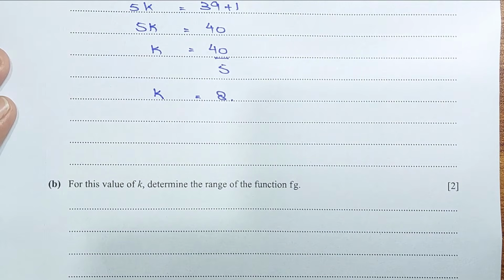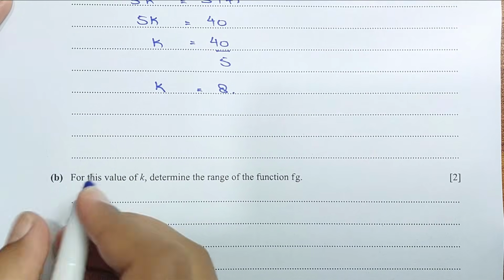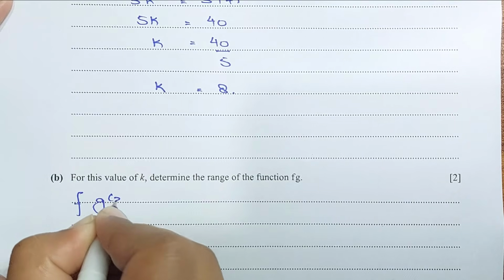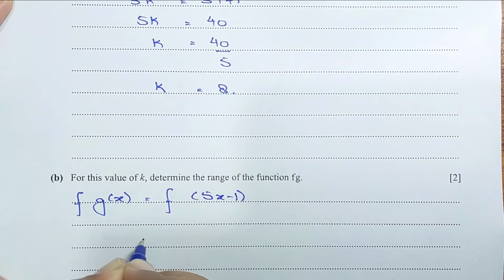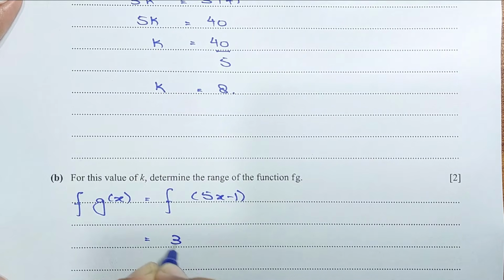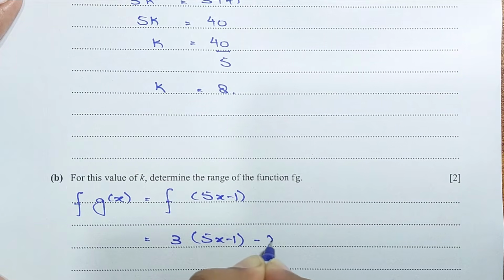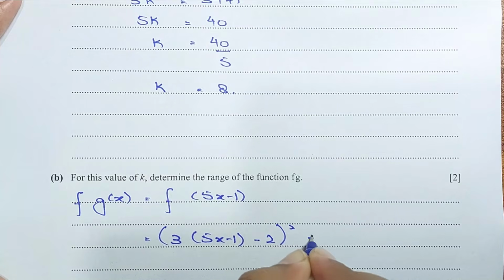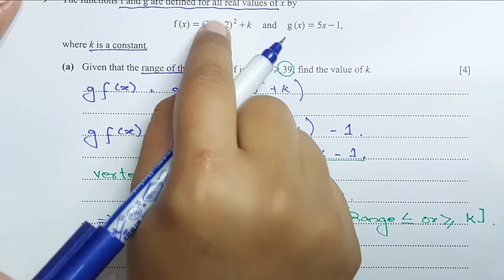Now for part B, for this value of k, determine the range of the function fg of x. Okay, so first we have to find fg of x. g of x is 5x minus 1, and f of something is 3 into 5x minus 1, minus 2, and its whole square, plus k, because f of x is 3x minus 2, so x is replaced with 5x minus 1, right? The k value is 8.